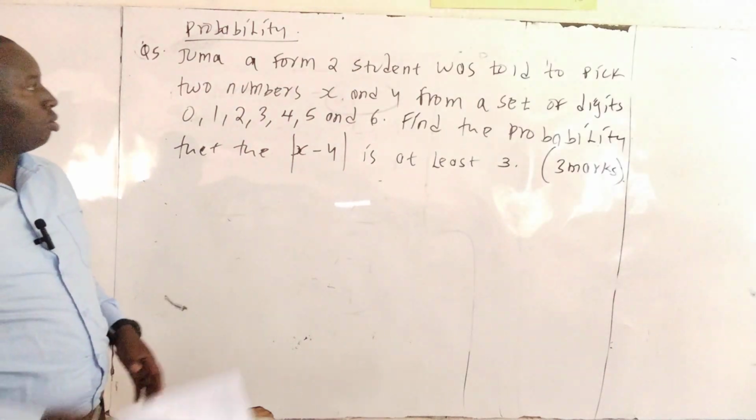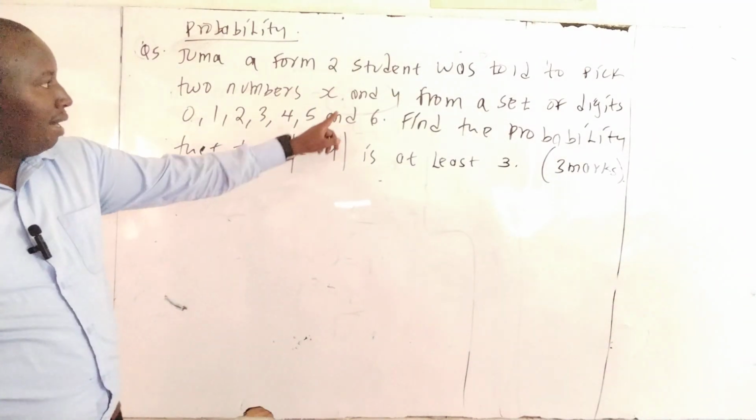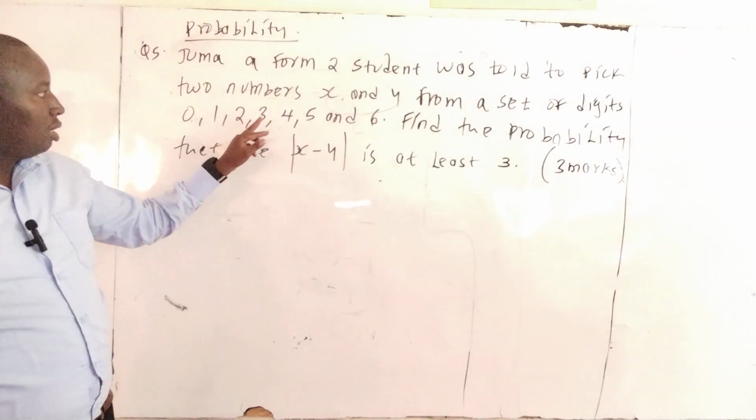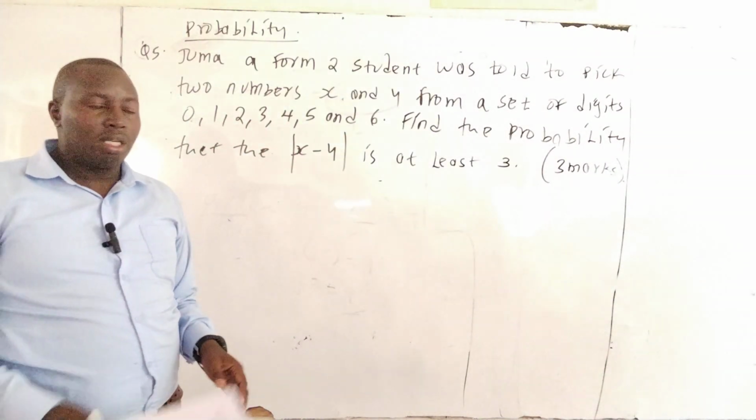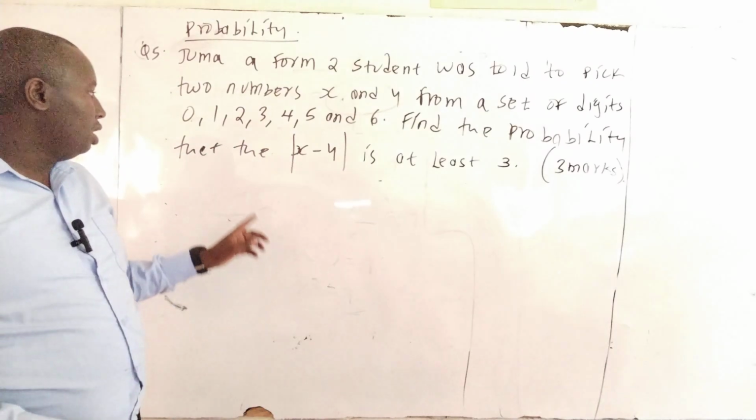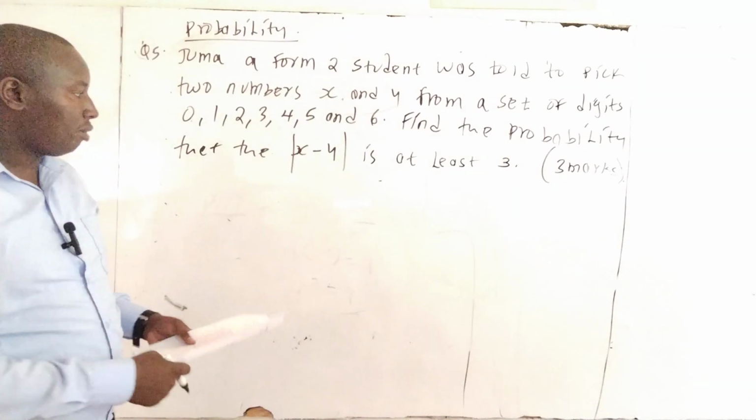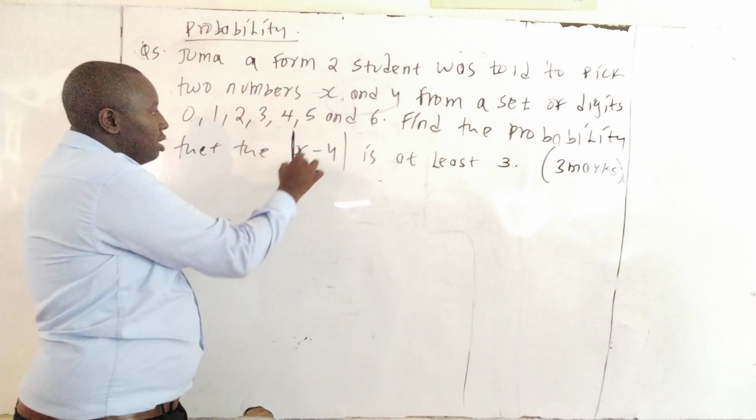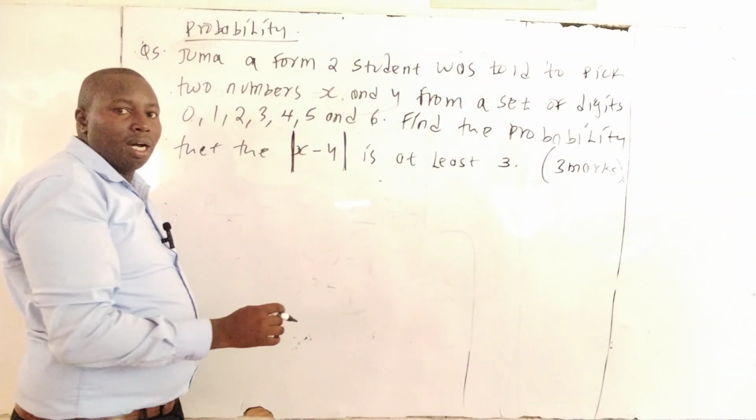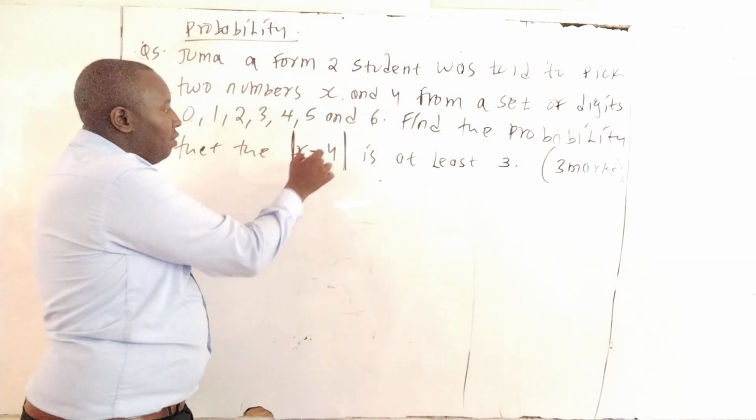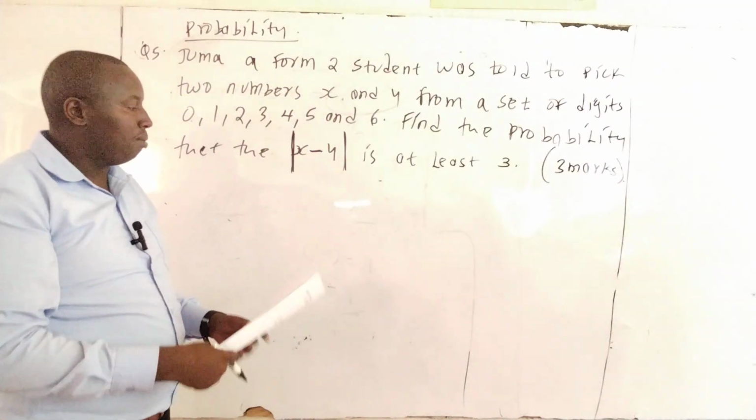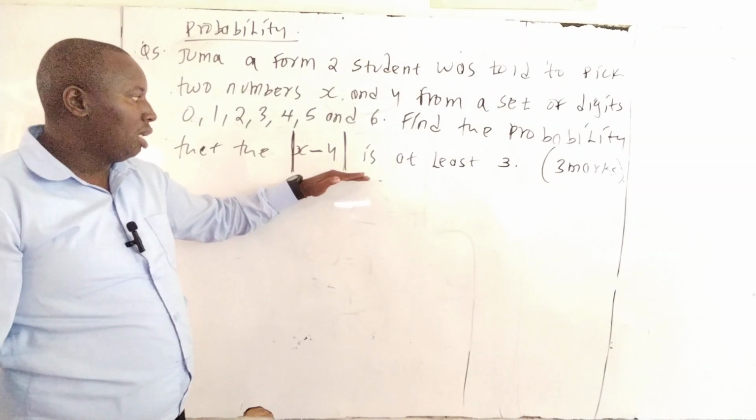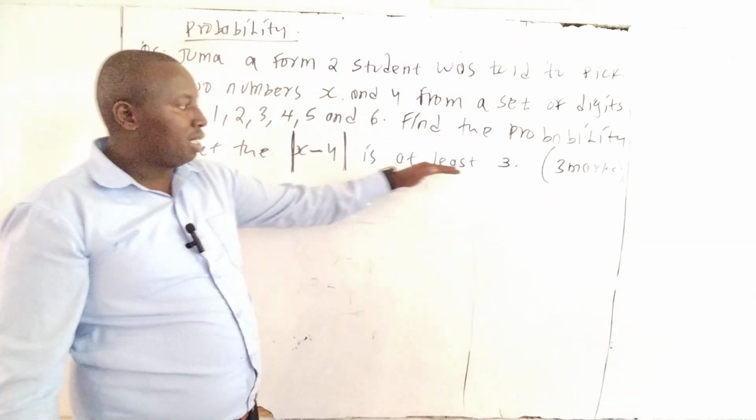Juma from two students was told to pick two numbers, x and y, from a set of digits 0, 1, 2, 3, 4, 5, and 6. Find the probability that the value |x minus y|. X minus y means the modulus, the absolute value. You take the difference between these, then take the absolute value, which means you take the values as positive values. So the difference should be positive, is at least 3.